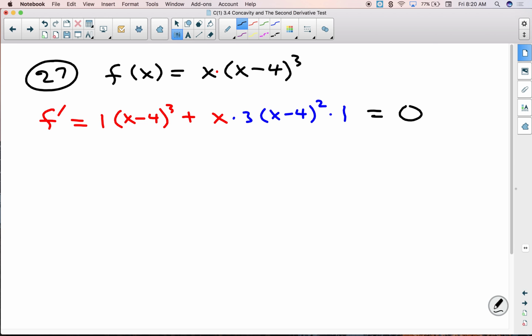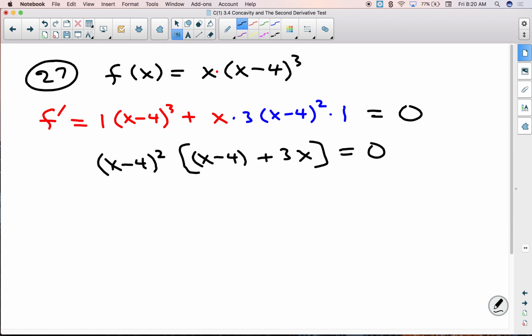Okay. So what can we factor out there? The x minus 4 squared, right? This is common to both these terms. So let's pull it out. X minus 4 squared. And what am I left with? X minus 4, plus 3x. Very good. Remember, that is the strategy we use to solve type 2 equations.